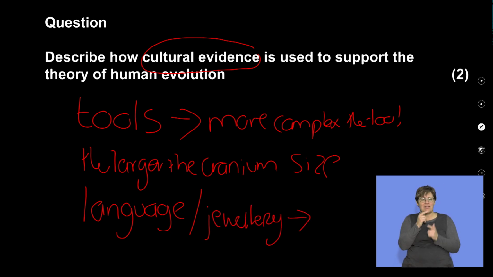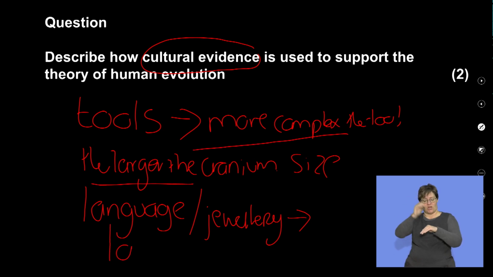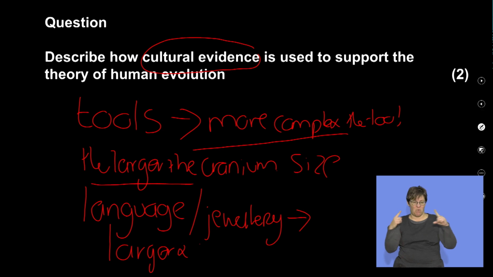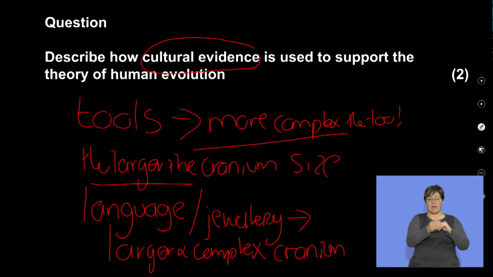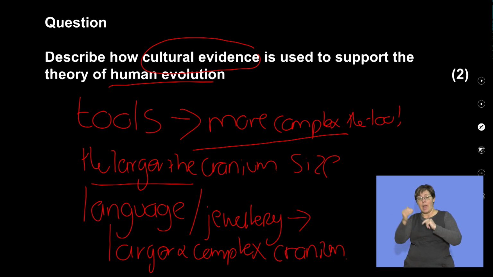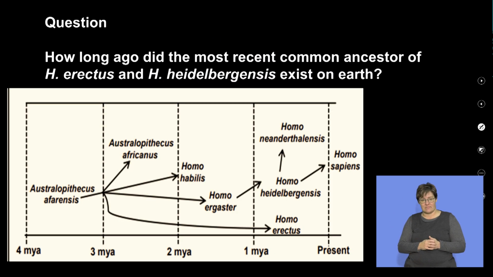And what does that mean? Language, once again, all of that leads to a larger and more complex cranium. Be careful what you say, guys, about intelligence. Okay, so don't link the cranium and brain size. Here we're looking at human evolution. Yes, we spoke about the brain size, but we literally made it about the cranium. The larger the cranium, yes, the larger the brain, the more intelligent we would be.